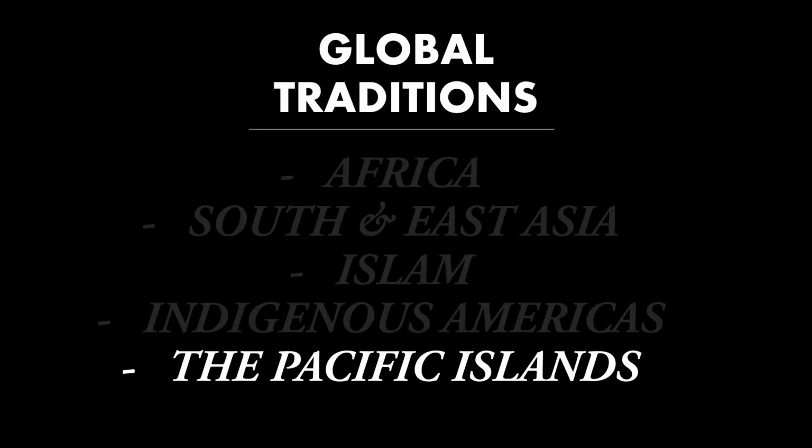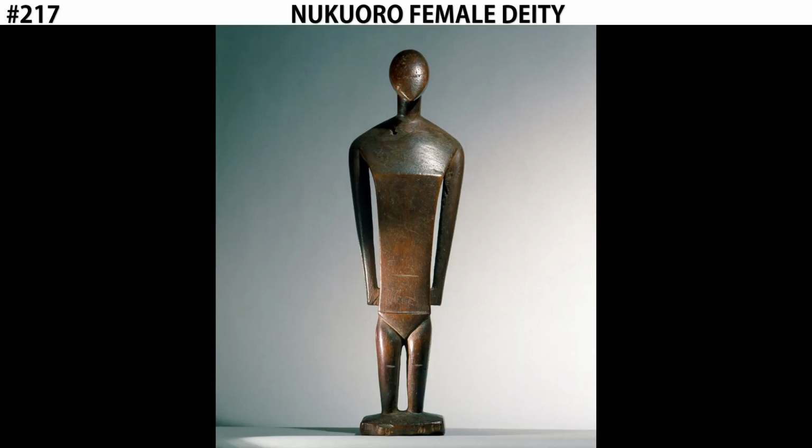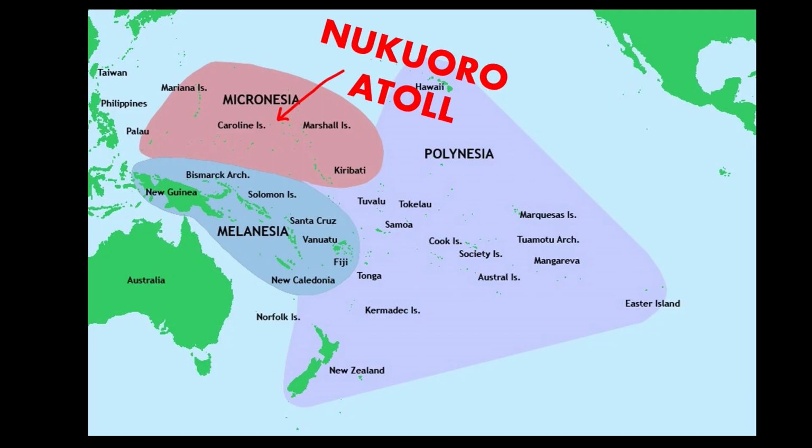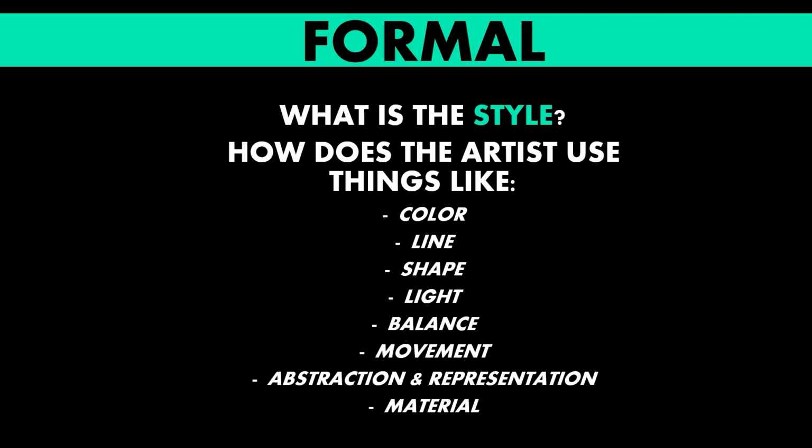We're talking about global traditions, specifically the Pacific Islands. And today we're going to take a look at this sculpture called a Nukuoro female deity. And this comes from the Nukuoro Atoll. Now let's start with the form.